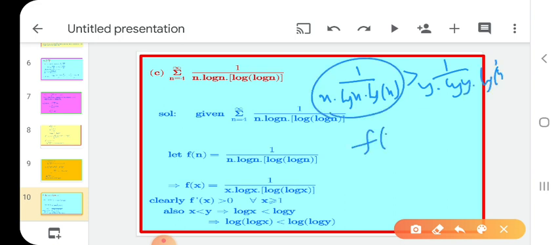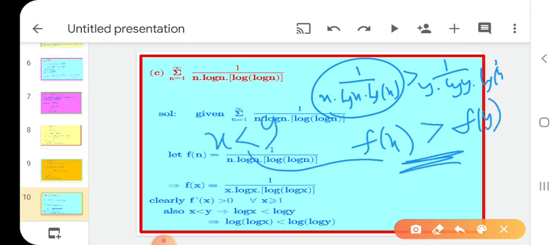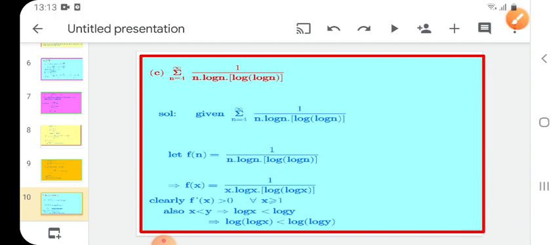What is this? f of x. What is this? f of y. What is the relation? Greater than. First we take x less than y. What do we get? f of x greater than f of y. So it is a decreasing function. See here.